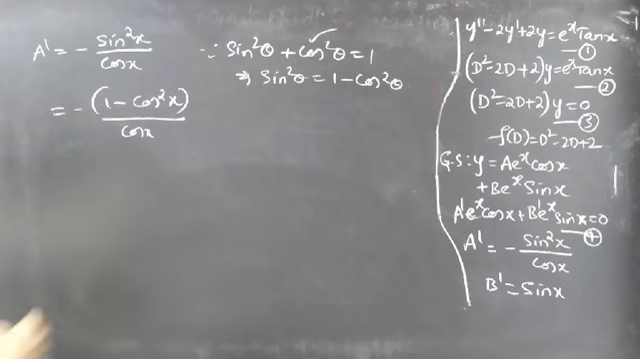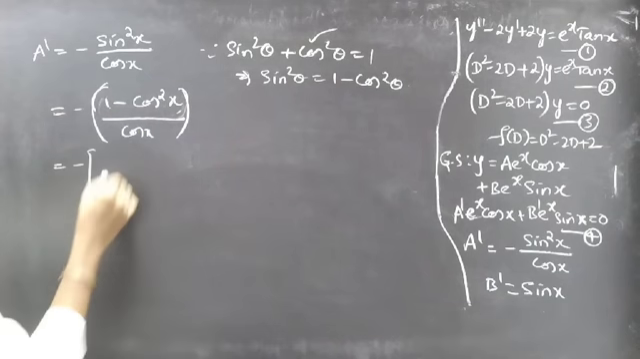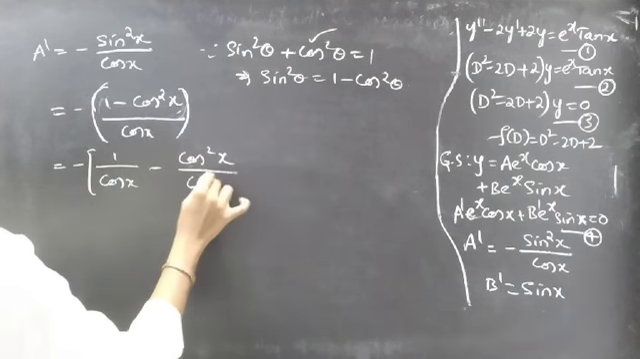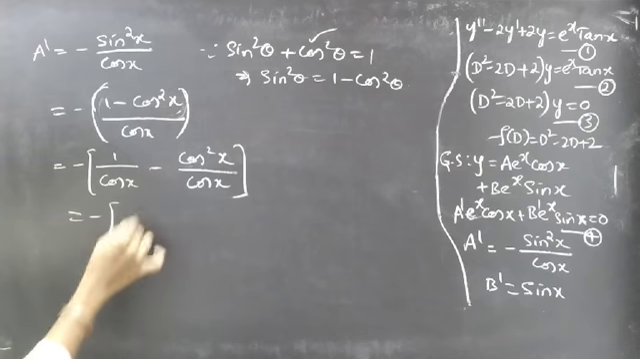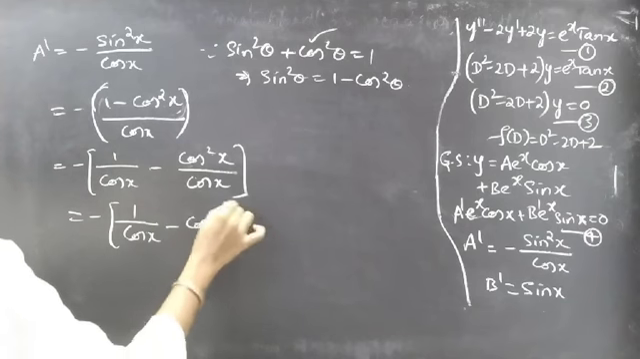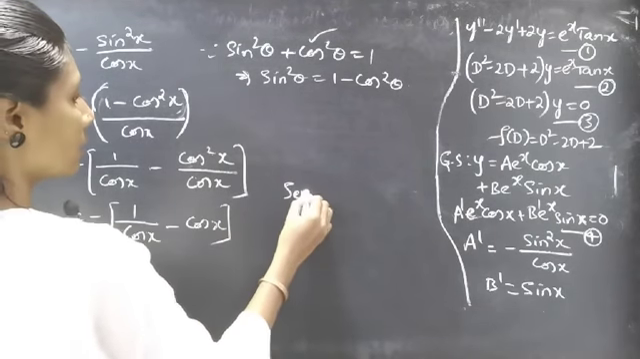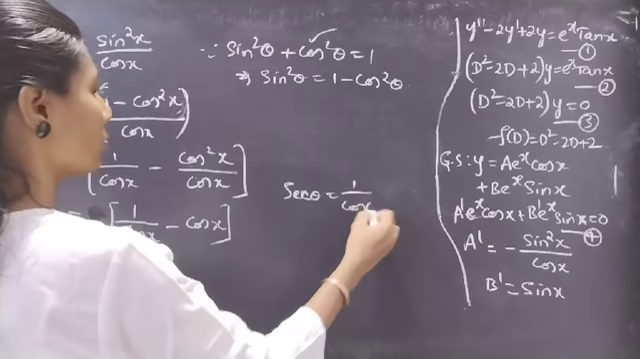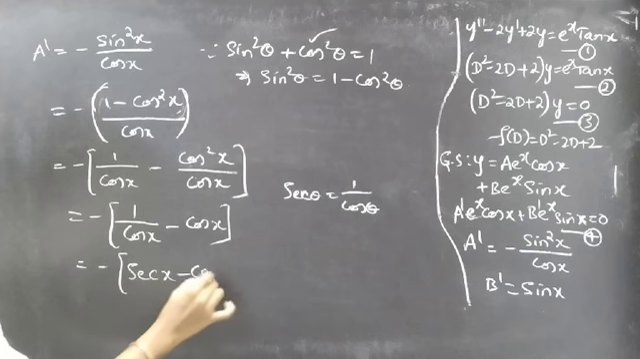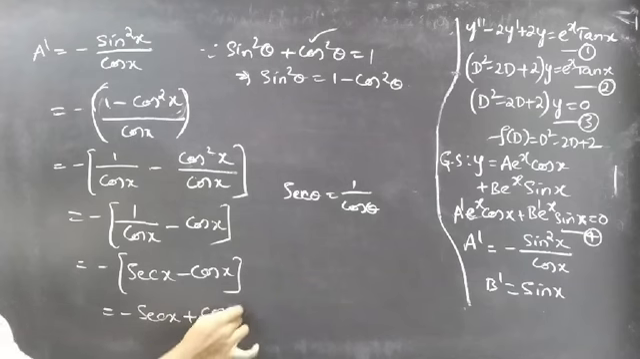Here you're having two terms in the numerator and one term in the denominator, so we can split the total expression into two terms. We'll get minus of 1 by cos x minus cos square x by cos x, right? Is equals to minus 1 by cos x minus, if one cos x gets cancelled, you'll get cos x here. This is equals to minus of, since we know that secant theta equal to reciprocal of cos theta, then we can replace reciprocal of cos x with secant x, which is equals to minus secant x plus cos x.